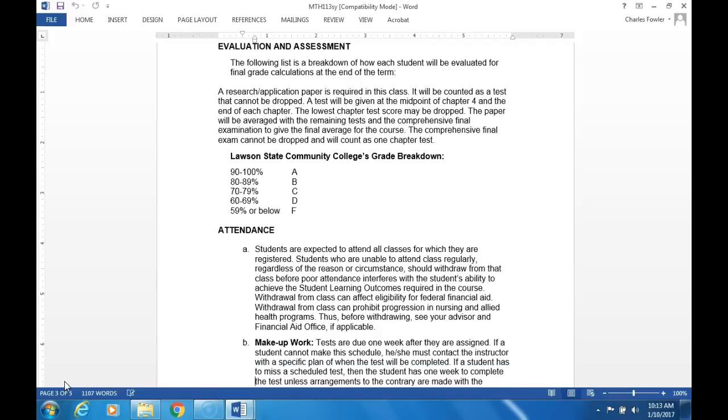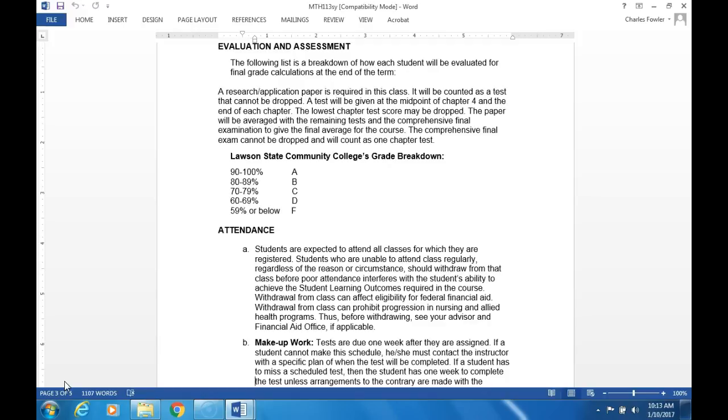All right, let's do evaluation and assessment. How will we use those? Okay, the research application paper is required. Absolutely required, not optional. It will count as a test score that can't be dropped. Then we'll have a test at the midpoint of Chapter 4 and at the end of 4, 5, and 6. It gives you 4 chapter tests, 2 for Chapter 4 and 1 each for 5 and 6.